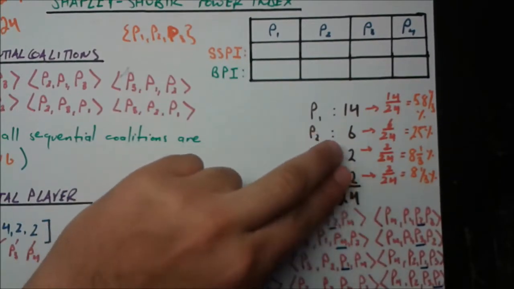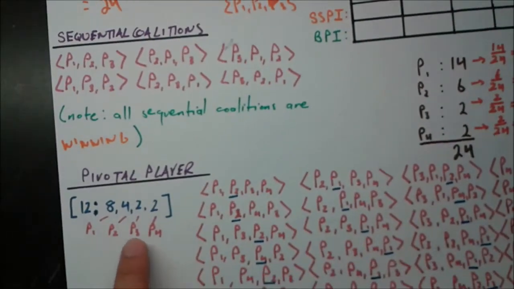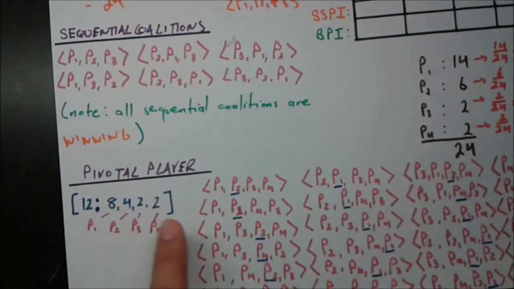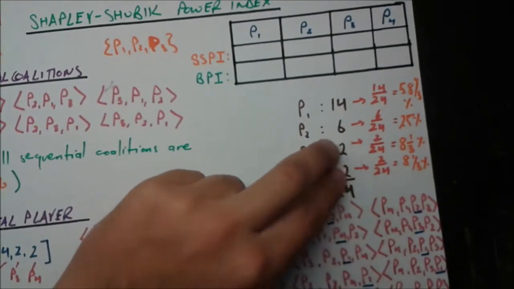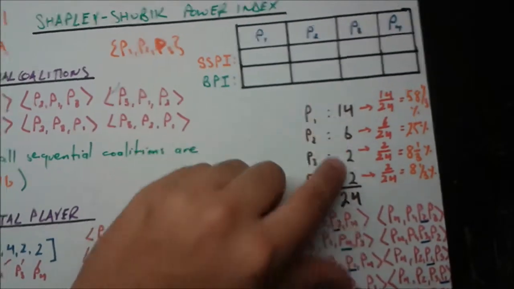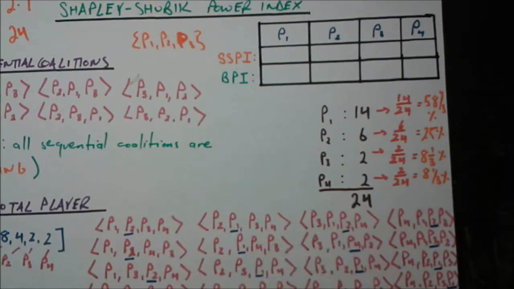And this is consistent with power rules because we see that P3 and P4 have the same weight, so they should have the same power in the end, which makes sense. They have the same number of underlines. So now that comes out to a total of 24. So now I just do the same thing as when I did Banzhaf.